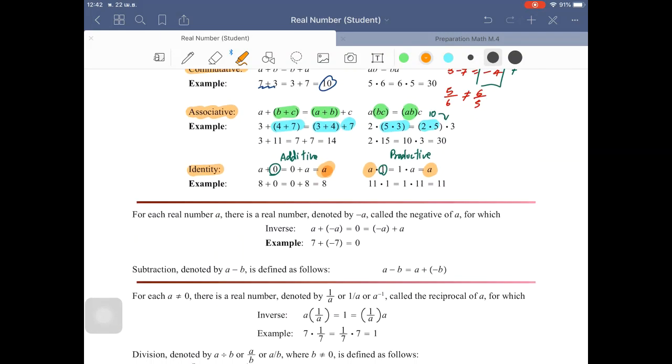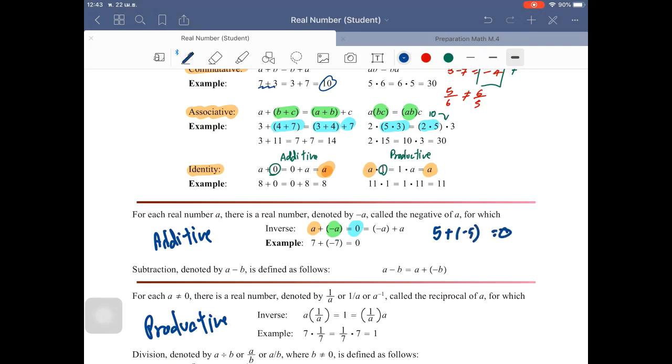Next one is about inverse. Inverse can be both additive and productive. Additive inverse means any number, for example, any number plus its negative will always get the answer 0. Any number plus its negative will get 0. For example, the number is 5. You plus its negative, you will get 0.